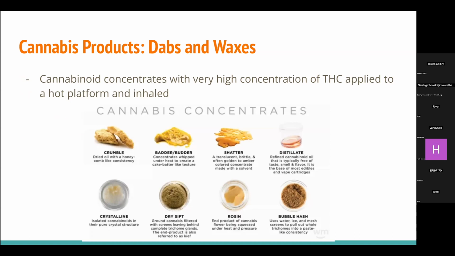And lastly, there are dabs and waxes. These are cannabinoid concentrates with really high THC concentrations, and they're applied to a hot platform and inhaled. The concentration in these types of products is often over 60%, and this translates to about 5 milligrams of THC in a single inhalation. And as you can see, there are tons of different forms of dabs and waxes themselves. I don't know the specific difference between all of these, but there's a lot.